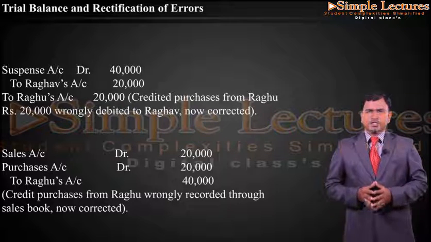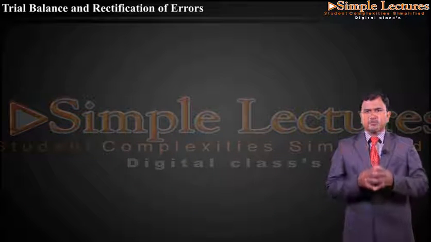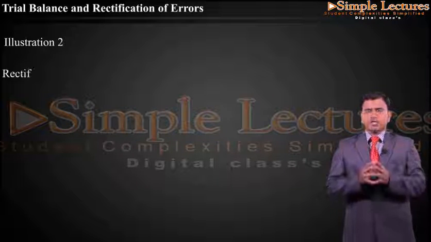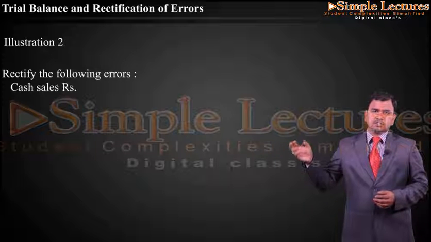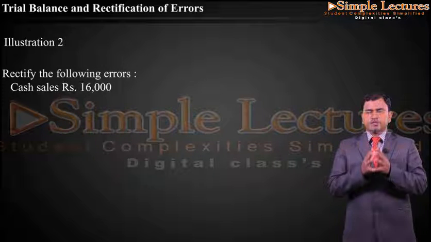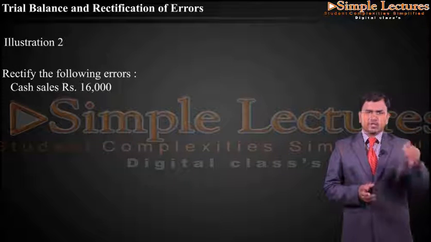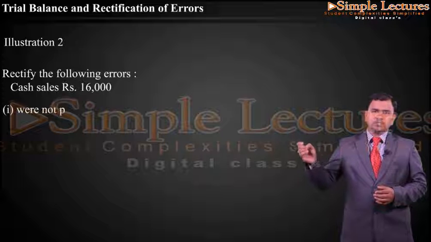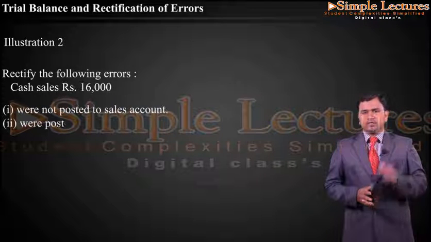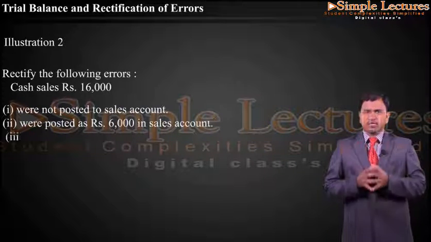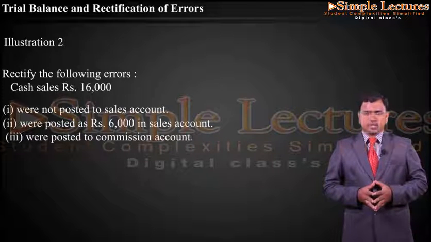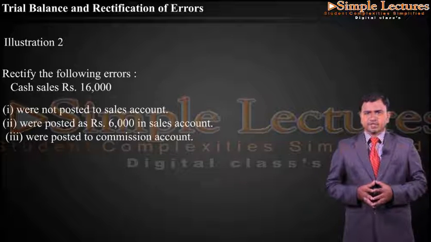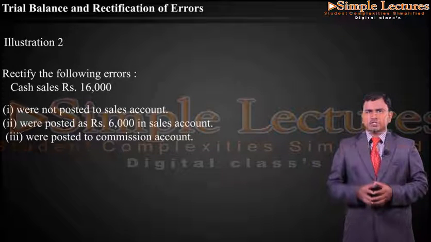And similarly, let us take another illustration and we will see how to post the entries or how to rectify the errors. Here, rectify the following errors: cash sales 16,000. So we have cash sales of 16,000, and we are going to rectify the errors where the sales were not posted to the sales account and 6,000 was posted as commission account. Where we have the following errors here, to rectify this, let us take the first error where the sales were not posted to the sales account.